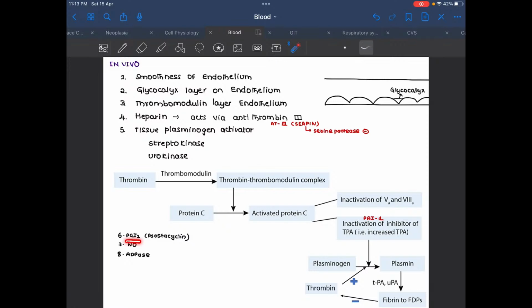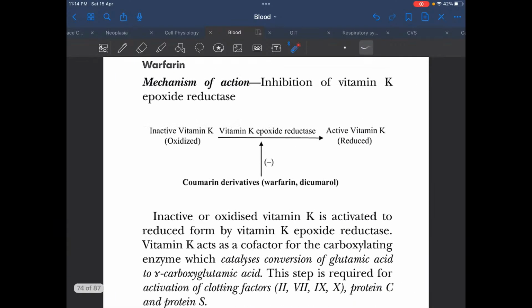What about next? Sixth factor we have is PGI2. That's going to inhibit your platelet aggregation. That is prostacyclin. Then we have nitric oxide being released by the eNOS, that is endothelial nitric oxide synthase, which is present inside the endothelium. So it's going to release nitric oxide as well. And we have the ADPase, which is going to cleave the ADP, which was being released by the granules. Okay. So this is the mechanism that I want to show you.